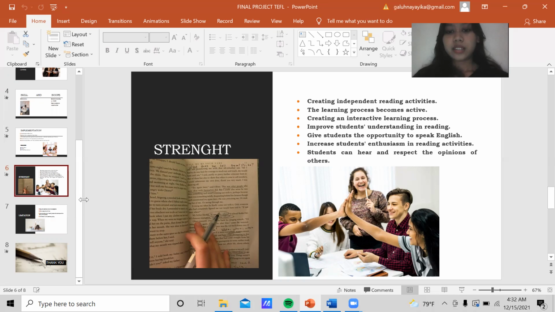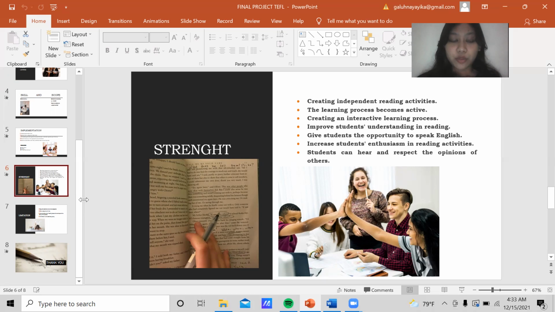And the fifth is it can give students the opportunity to speak English, because after reading, students will give many opinions. Of course, the opinions are in English because we are talking about an English activity, and it can help students be bolder and more able to speak English. And through these group discussions, students can also learn how to respect and listen to the opinions of other groups.